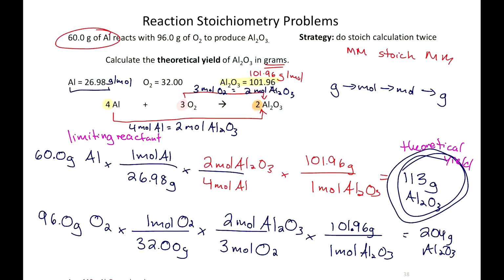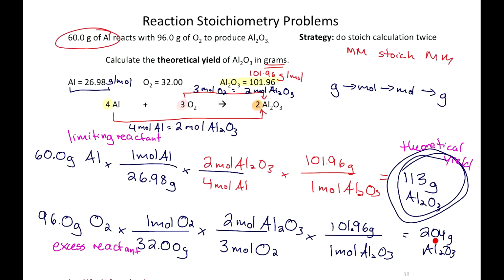of our product. What that also means is that oxygen is our excess reactant. You can think of it that way too, that this substance will never run out. It won't run out in the course of this reaction. There'll always be the excess reactant left over.